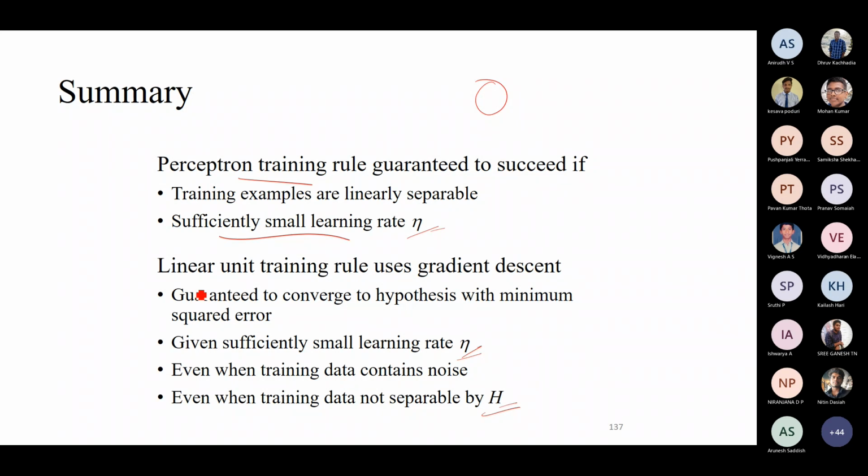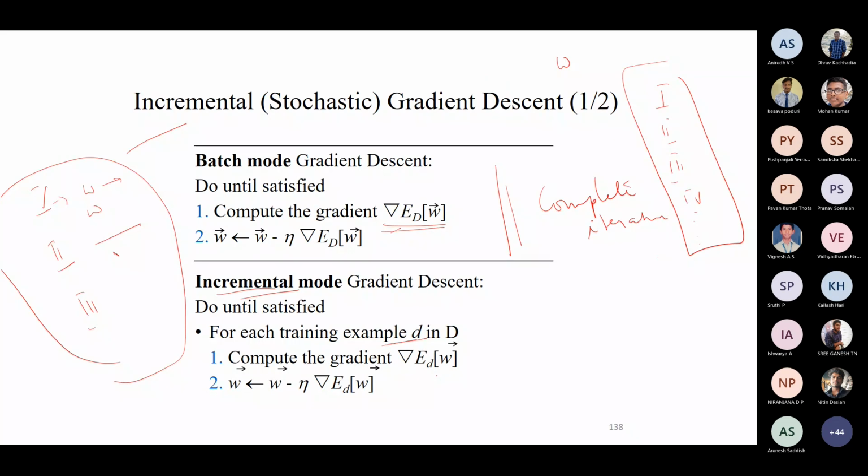You can also use the linear unit training rule, which uses gradient descent. You can have a small learning rate, and this will work even if the training data contains noise and the data is non-linearly separable. Now how do I apply this gradient descent? There are two modes of applying it. One is called the batch mode, the other is called the incremental mode.